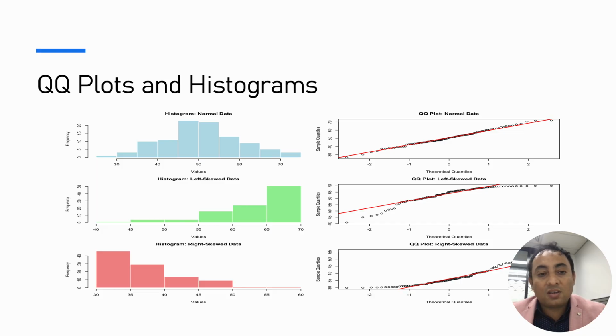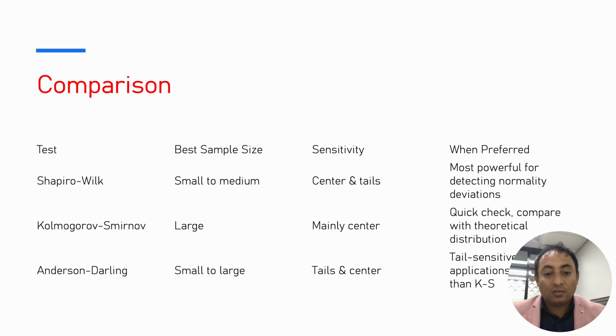But the problem with graphical representations is that when data is close to normal, it is purely a subjective decision of the person, who might assume this is following normal distribution. At the same time, another investigator or researcher might say no, it's not following normal distribution. So histograms and QQ plots are really good as a thumb rule, but not especially when the data is close to normal distribution.